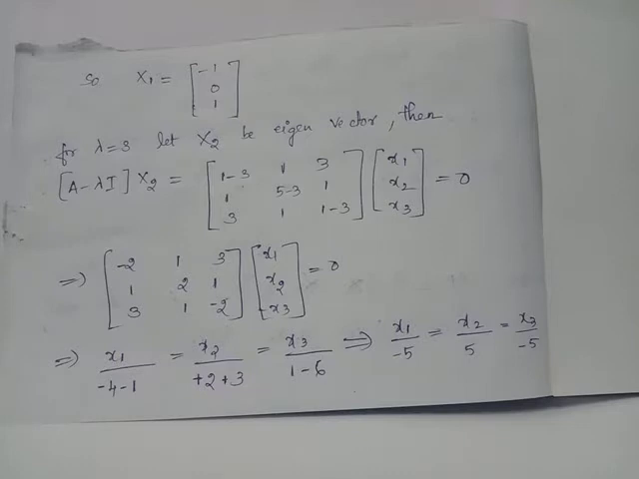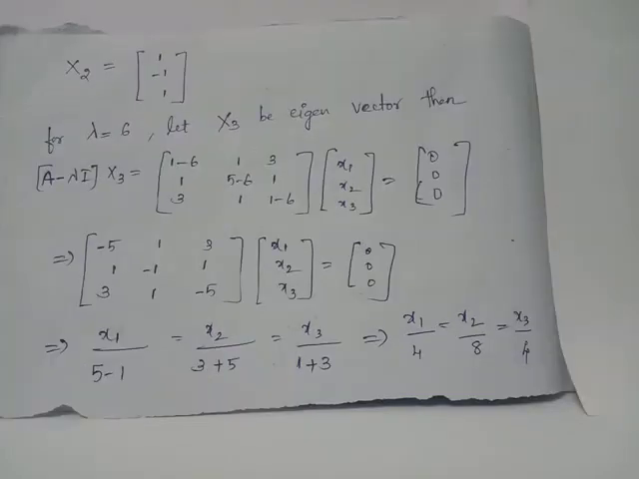Now for the eigenvalue lambda equals 3, we assume x2 is the eigenvector, and using the same relation, matrix A minus lambda I into x2 equals 0, we obtain the eigenvector x2. Using the shortcut method, we can find out values of x1, x2, x3 given by x1 equals minus 1, x2 equals 1, x3 equals minus 1. If we take minus 1 common outside, we have the eigenvector x2 equals 1, minus 1, 1.